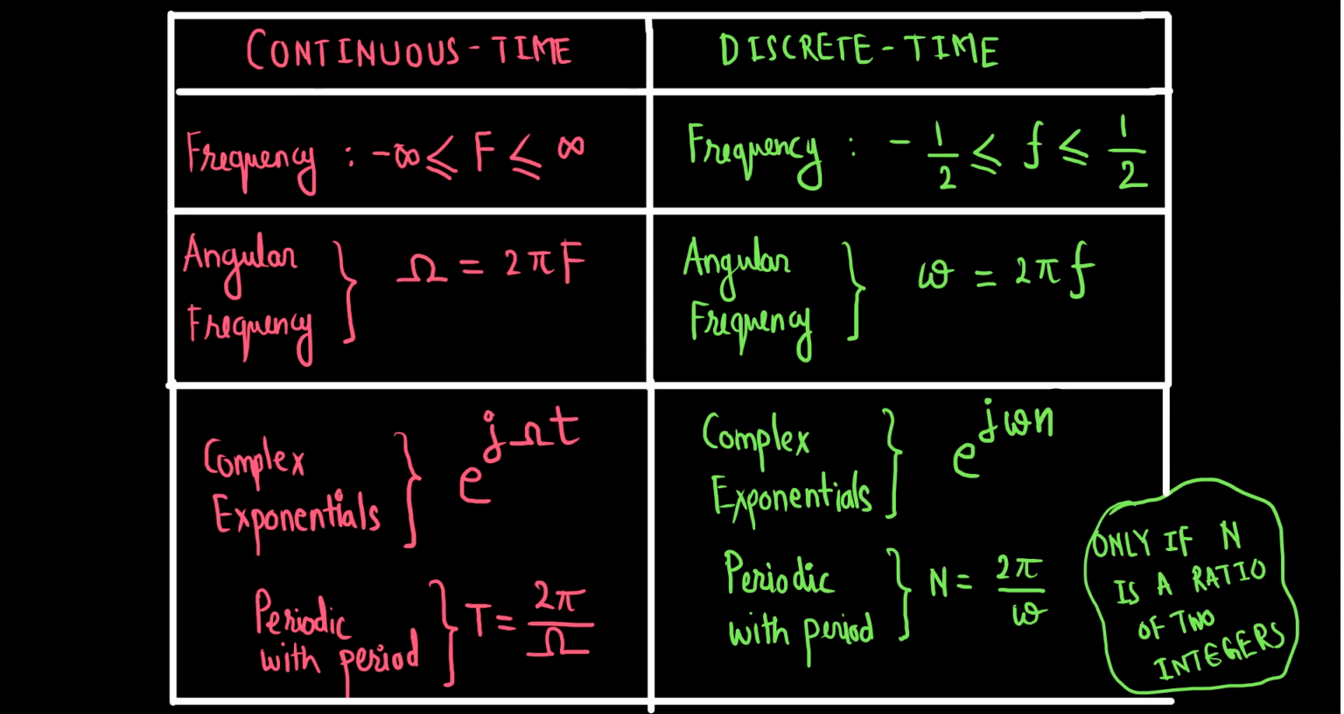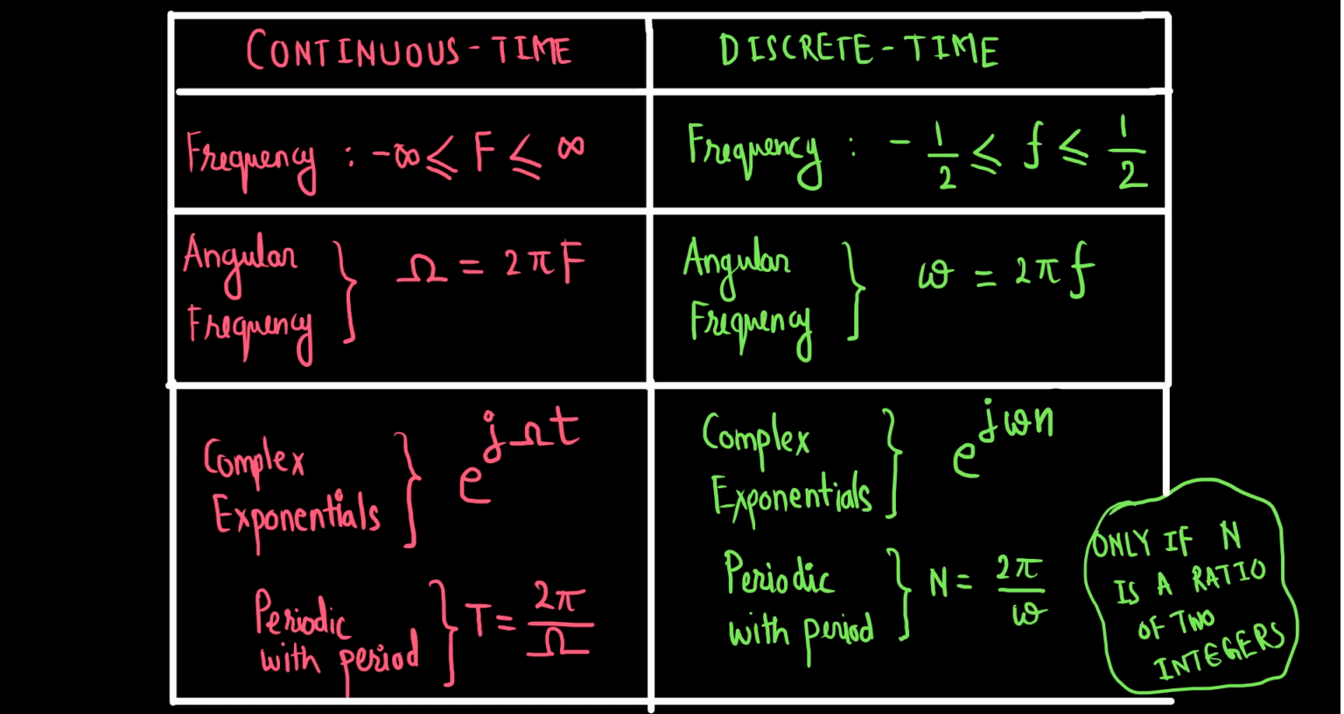For the continuous time case, we have the complex exponentials being represented by e to the power j omega t, where this omega t is the theta. We have already seen that. And the complex exponential in the discrete time case is going to be of the form e to the power j omega n.